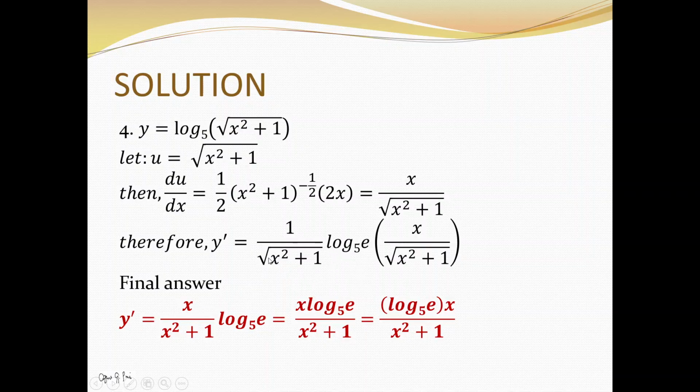And then for the denominator part, the square root is raised to 1, so this is now x squared plus 1, and then to be multiplied by the constant value of log of e to the base 5. Or if you want to, you can also express it as x times log of e to the base 5 divided by x squared plus 1.